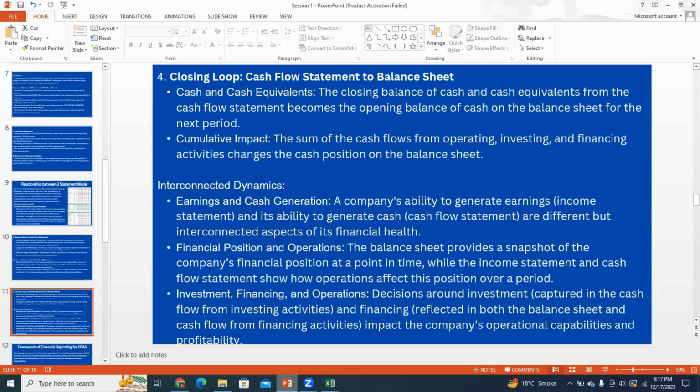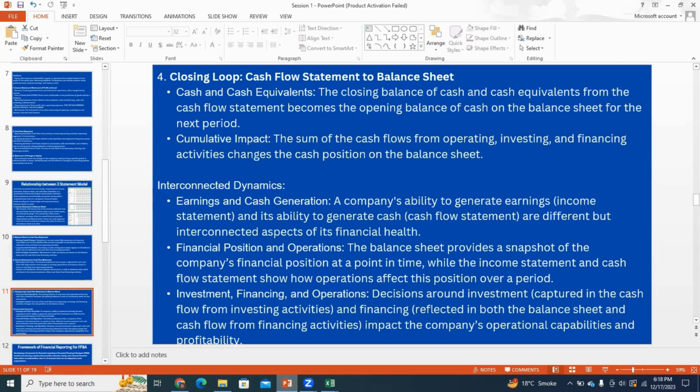Next, it says financial position and operations. The balance sheet provides a snapshot of the company's financial position at a point in time, meaning where the company stands. Now it's a year end, where the company stands in December 2023. Some companies have different financial years. So at a certain time, where a company stands is called financial position, and how much it will perform is shown in the income statement.